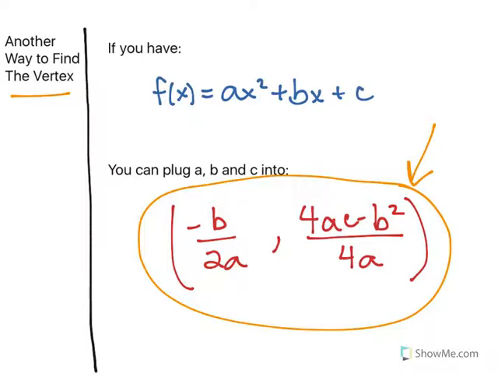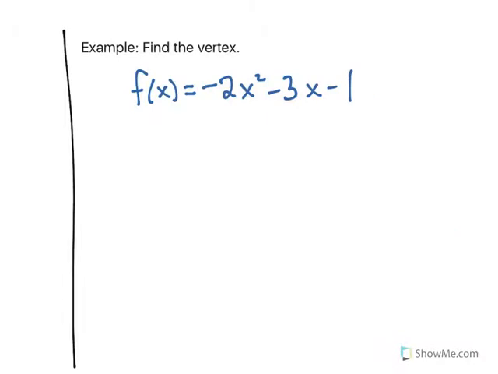When using this formula, we need to know what our A, B, and C values are, and then we can just plug and chug to find the vertex. Let's look at an example. So first we'll define our variables, since those are very important here. A equals -2, B equals -3, and C equals -1. And we're going to plug those values into the equation from the last page.